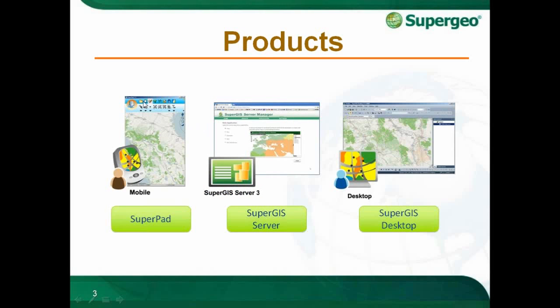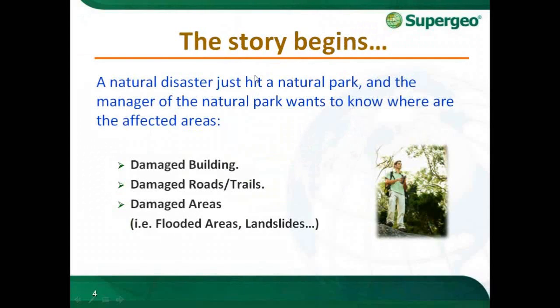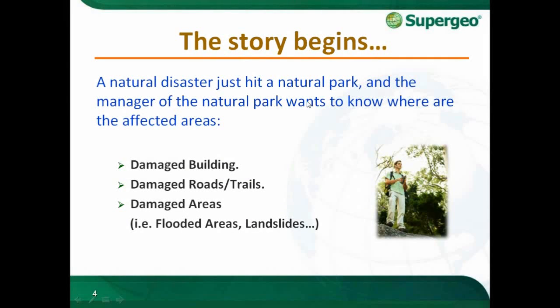And today, we are not only going to introduce the SuperPad, which is one of our mobile GIS devices, but we are also going to introduce the SuperGIS server and the SuperGIS desktop to see how the three products cooperate with each other. So let's imagine that we are the manager of a natural park, and unfortunately, a natural disaster just hit our park, and we want to know where the affected areas are, including the damaged buildings, damaged roads and trails, and the damaged areas such as flooded areas and landslide areas, so that we can send a team to do the field survey for us.